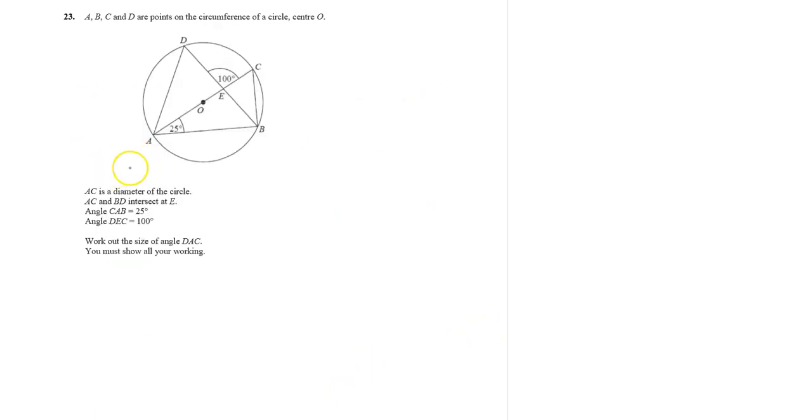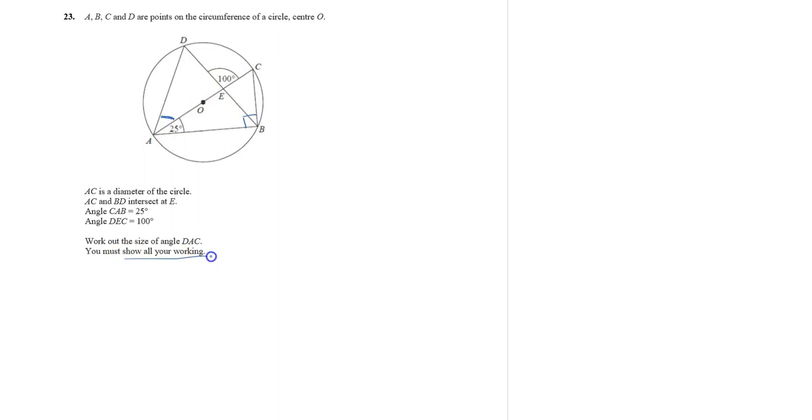So question number 23 is lots of angles in a circle. So it says AC is a diameter, AC and BD intersect at E, basically means they cross. CAB is 25 and DEC is 100. It says work out the angle of DAC, so that's this little angle here. Okay, so that's DAC. Now the first thing we can make note of is that this angle here is 90 because this angle's in a semicircle.